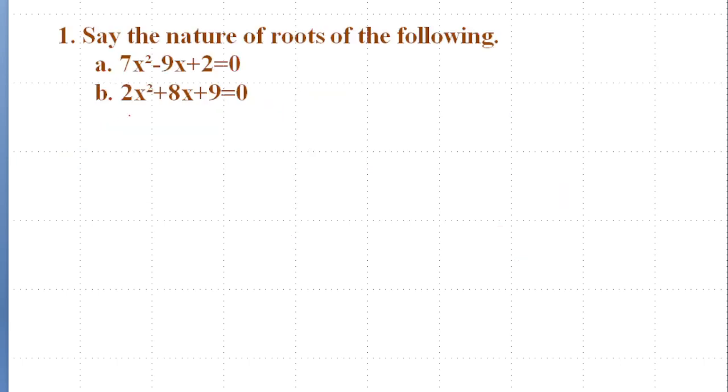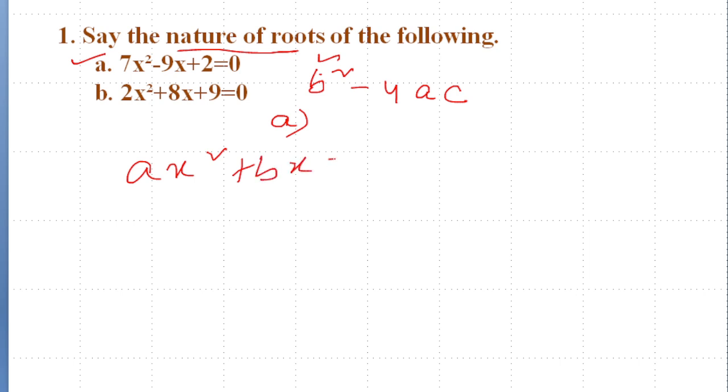So let's go for an example. See, here you got two questions. We will find the nature of roots over here. Nature of roots is what? b square minus 4ac, so we have to find it out. For ax square plus bx plus c, find out what b is. This is the b part, means here 9 is the b part. Okay, so we will erase this one. This is not for our use now.